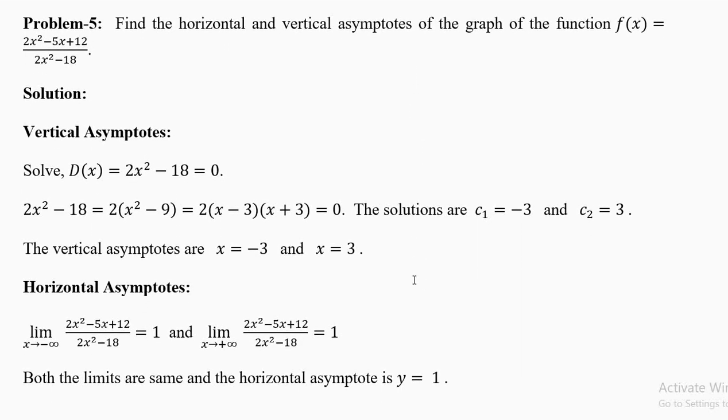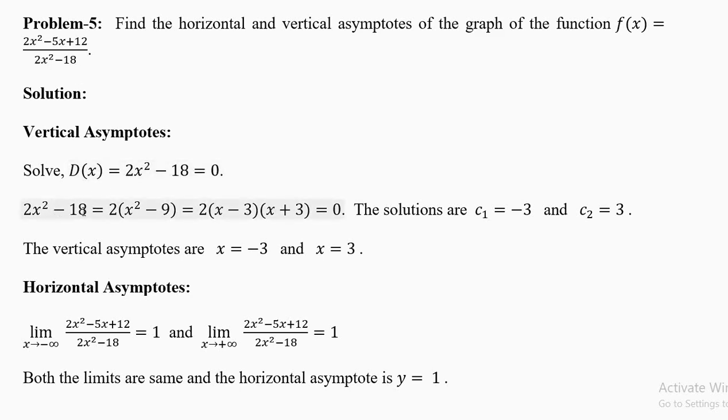Last problem for this video. Problem 5. Find the horizontal and vertical asymptotes of the graph of the function f of x equal to 2x squared minus 5x plus 12 full divided by 2x squared minus 18. What to do? For vertical asymptote, you put the denominator equal to 0. Now what's the denominator? 2x squared minus 18. What comes down is called the denominator.